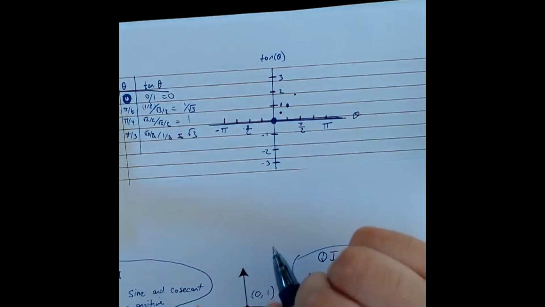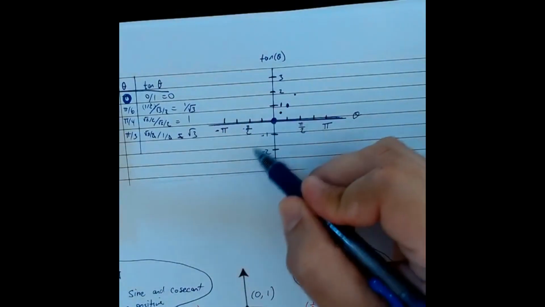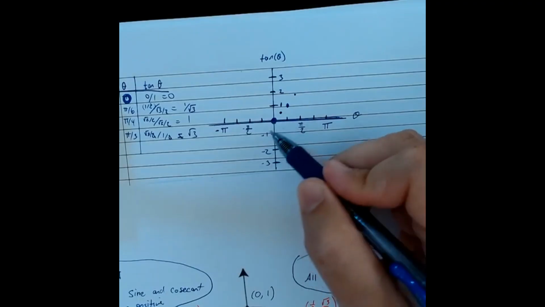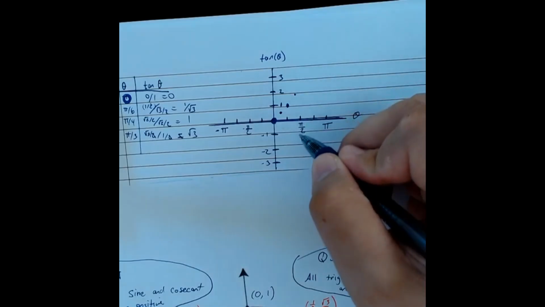Now, note that I can plug in some negative values here. There's nothing wrong with that. You say, well, why don't I keep going? Well, the problem is I can't keep going much further because at pi over 2, it'll be undefined.